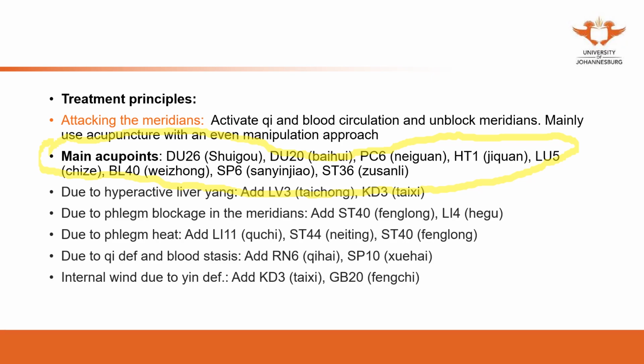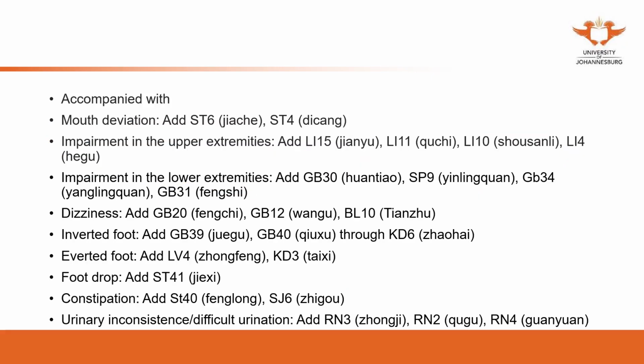GB20, Feng Chi, we have mentioned quite a few times now. Feng is the wind, so it's very good for anything related to wind. Accompanied with mouth deviation, stomach 6, stomach 4. Impairment of upper extremities. So these are some choices that you can consider.